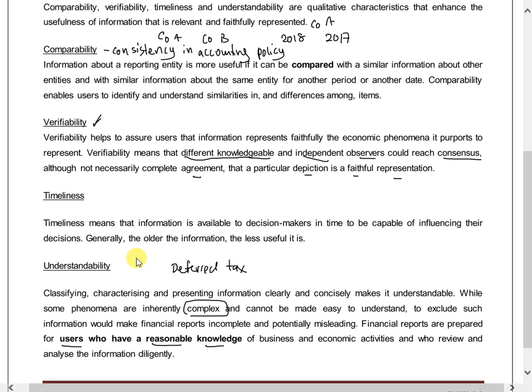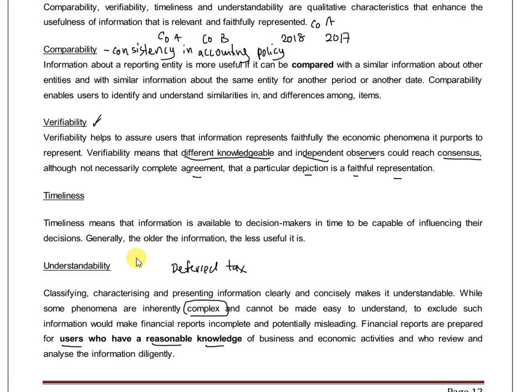Then next thing, when you mention here the word complex, we have one standard example, deferred tax. It's a very complex standard, so it has to be disclosed. But when it's disclosed, many users won't understand, then it won't achieve this understandability. So if I do not disclose this, then a lot of us will understand. So the question is, since they say we must go for understandability, in that case, we don't disclose.